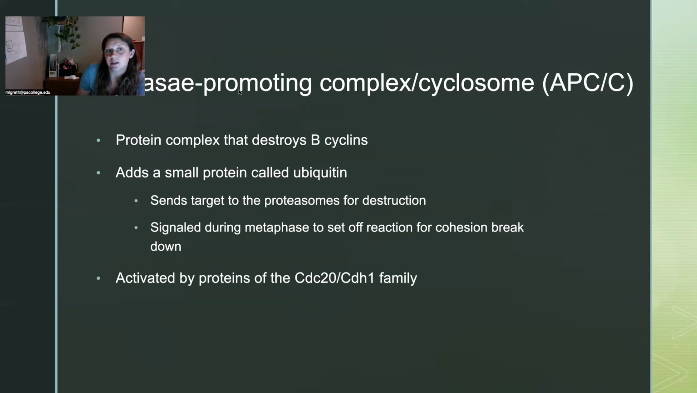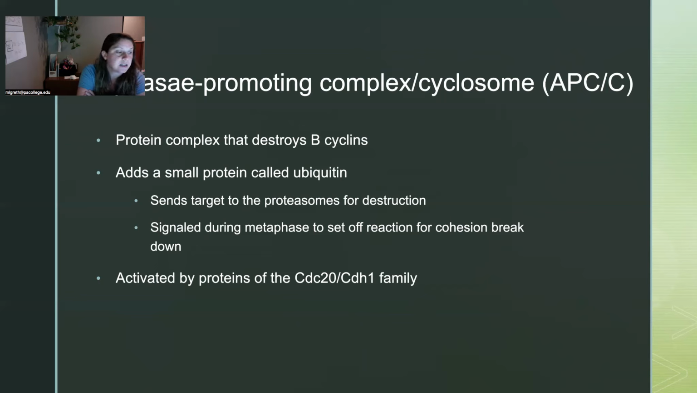So APC/C is a protein complex that will then destroy the B cyclin. It works by adding a small protein called ubiquitin, which targets proteins to the proteasomes for destruction. It sends B cyclin to the proteasome, which allows the cell to exit mitosis and the daughter cells to enter the G1 phase for continuation of the cell cycle.